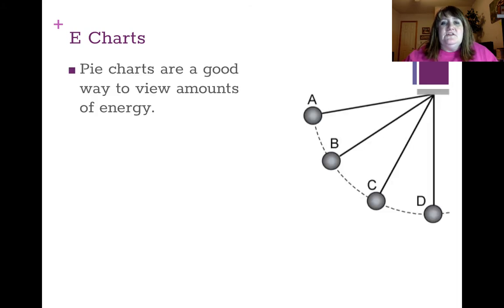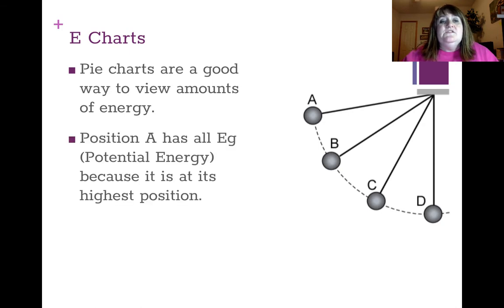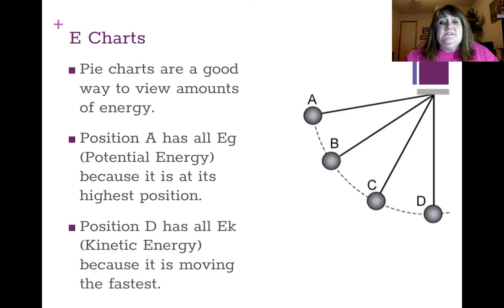So, energy charts. We're going to start with pie charts. They're a good way to visualize the amount of energy in its various forms. So, position A, remember we said, has all EG. Position D has all EK. So when we draw a pie chart for it, we're going to just draw a circle that says EG in it, and it's all EG. And at position D, we're going to draw a circle that has all EK. Now the colors really don't mean anything. The labeling inside is what makes the difference.